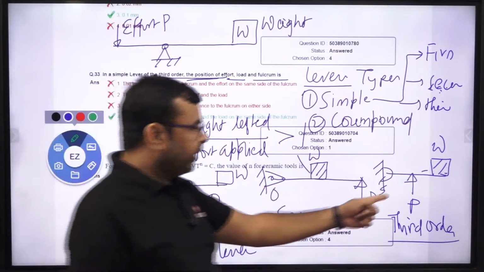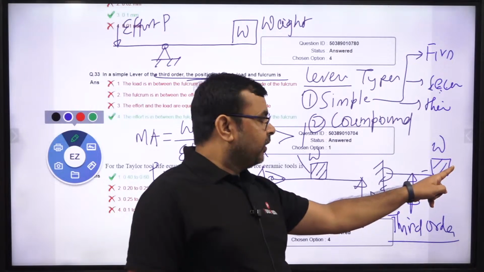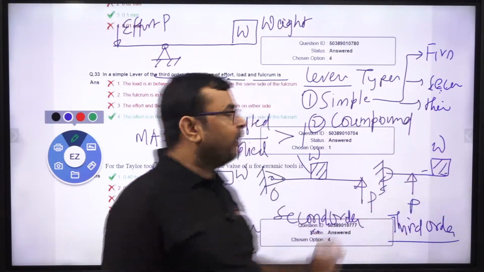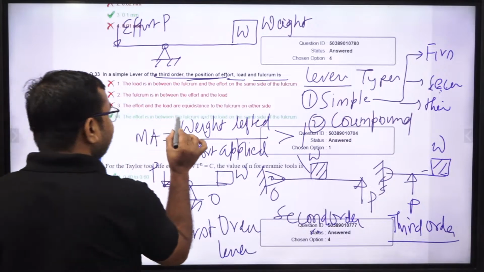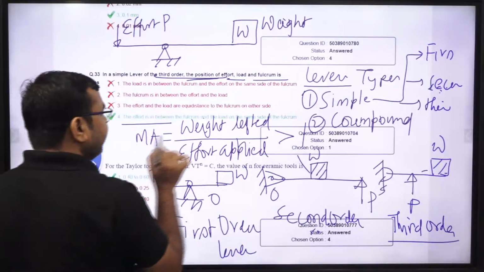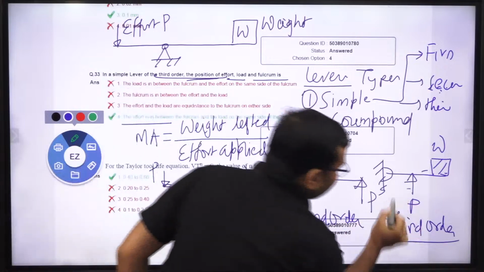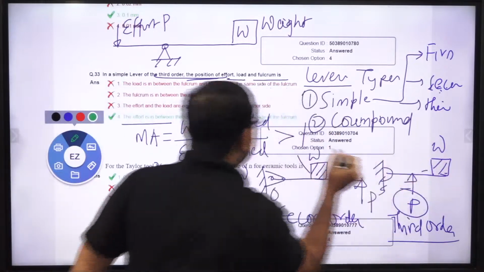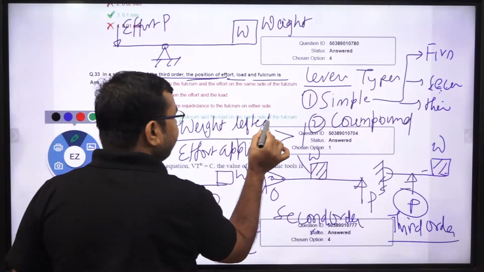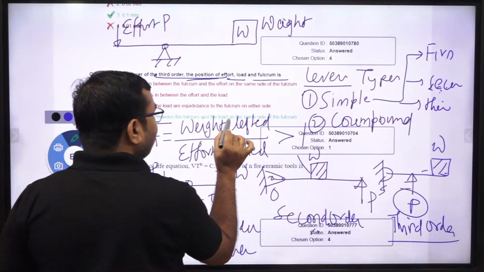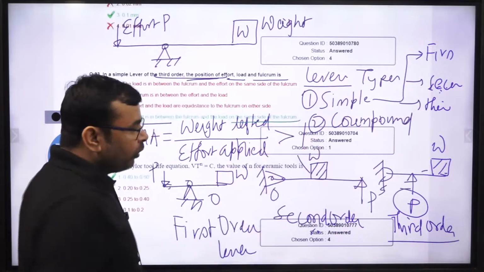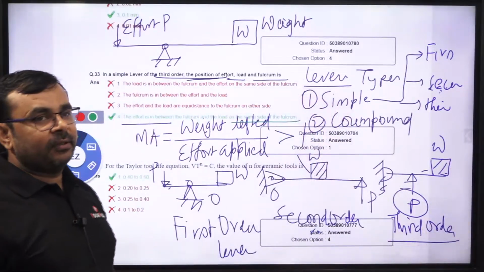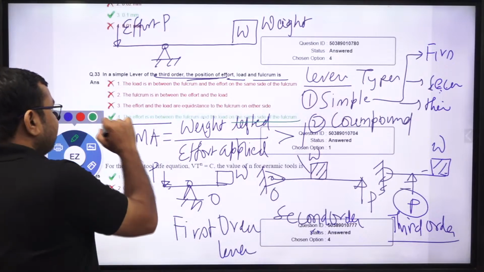तो यहाँ पे देखो क्या, in third order we have load lifted and effort both at the same side of the fulcrum. So the effort is in between the fulcrum and the load lifted. The fulcrum and the load are on the same side of the fulcrum. Load and effort applied both are on the same side of the fulcrum, yes or no? So the correct answer is this one.